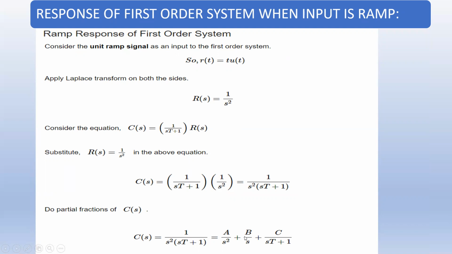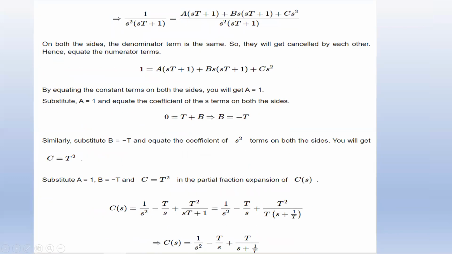So if we substitute 1 by s square and apply partial fractions, similar to what we did in the previous analysis, we are substituting the r of s based on our input, and we are finding the inverse Laplace transform of the output equation. So we have 1 by s square into s tau plus 1. If we write this in partial fractions and solve the values of a, b, and c, this is the value of the output signal in the s domain.